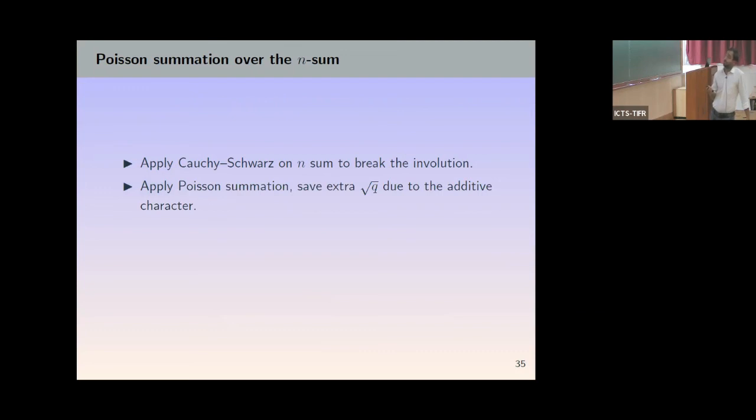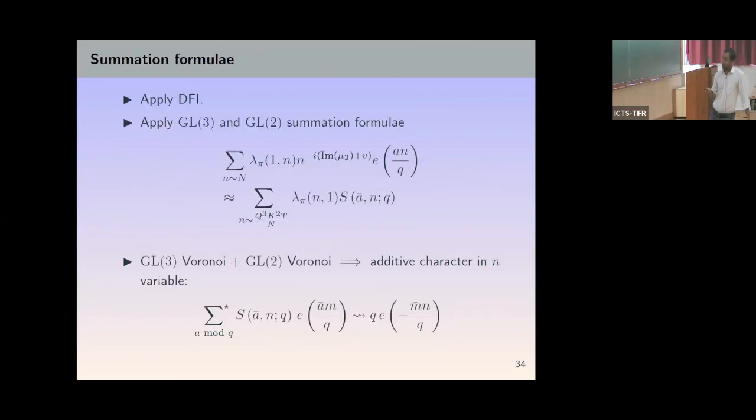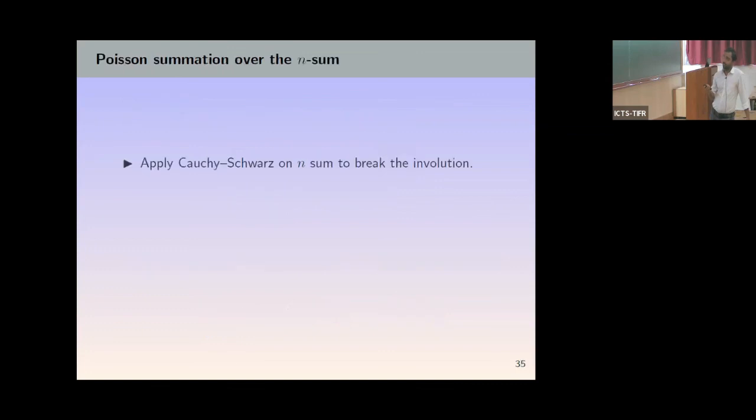And you save root q extra. That you save because of the additive character you have, that I showed you in the slide. So because of this additive character, you are saving root q extra while applying the Poisson summation formula.